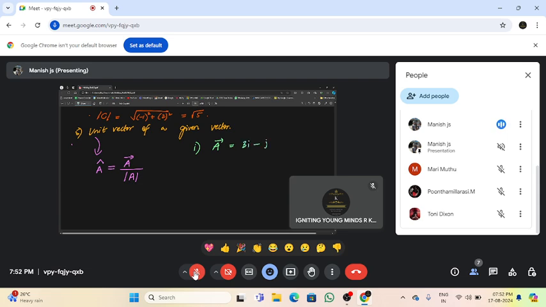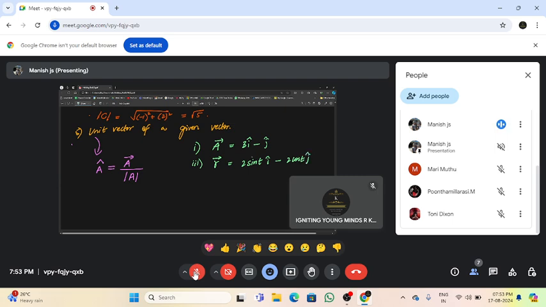3i minus j, and then the unit vector of another vector. I'm giving you vector r as 2 sine t i minus 2 cos t j.